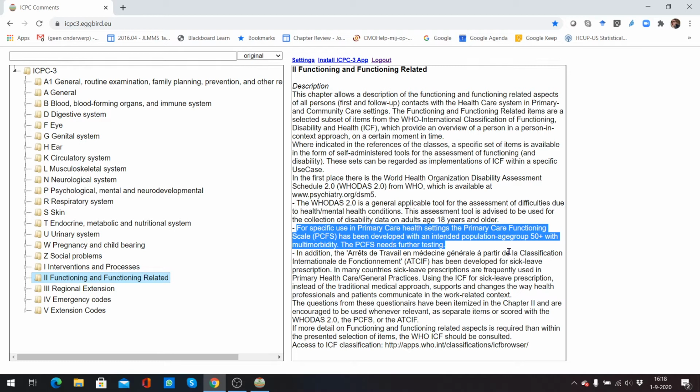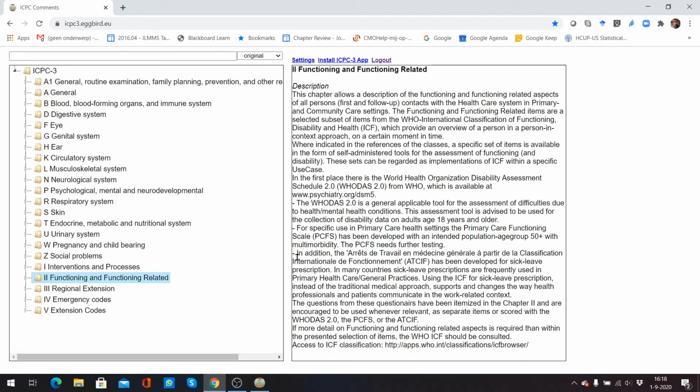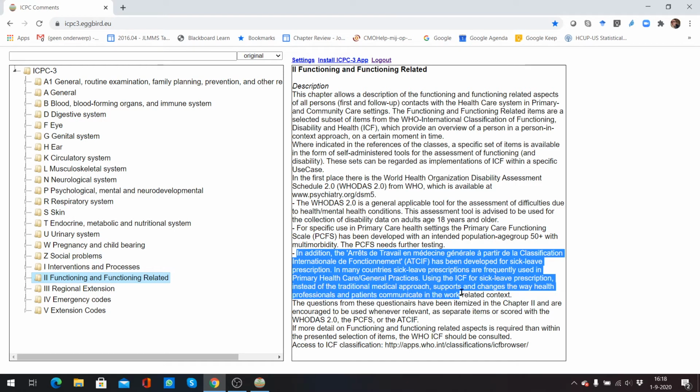The second pillar is a subset of the ICF used in France, and this application was developed for prescribing sick leave. In many countries, including for example in France and Belgium, assessing whether someone can work is part of the doctor's daily work.